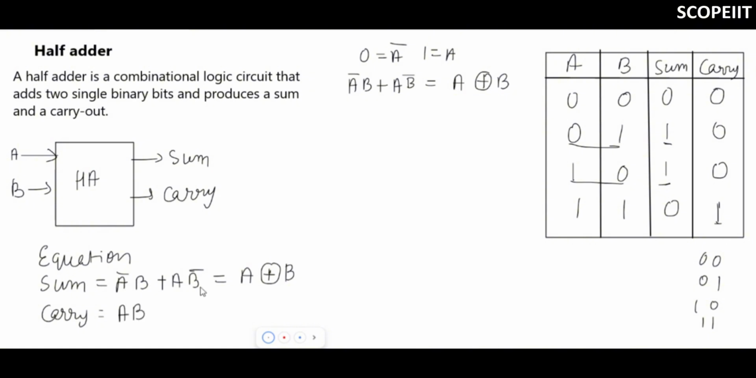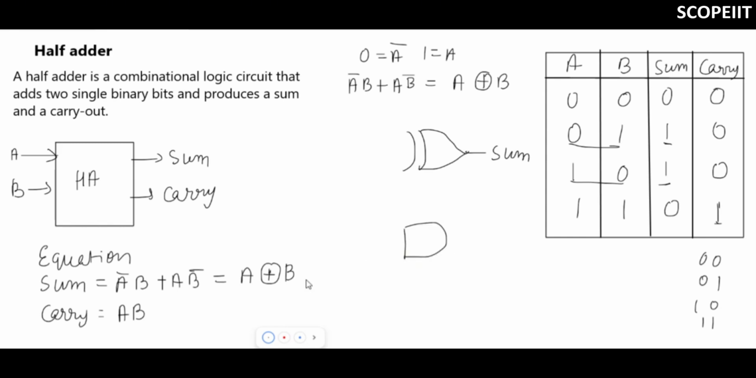Now after writing the equation, we have to generate the circuit diagram for this one. So for sum we need one XOR gate, and for carry, the dot means AND, so we need one AND gate. So we'll draw it here. First of all for XOR, one XOR gate I'll draw, and this XOR gate will produce the output sum. Then I'll draw one AND gate.